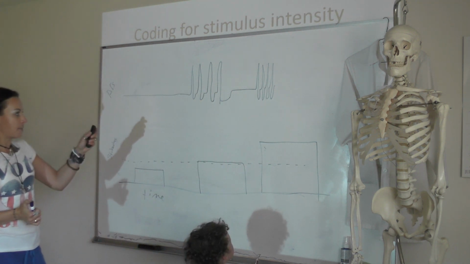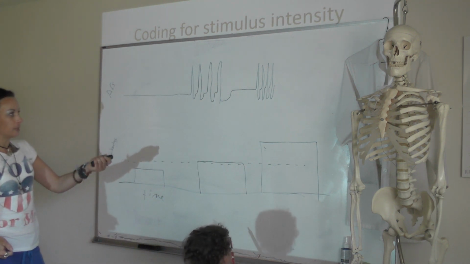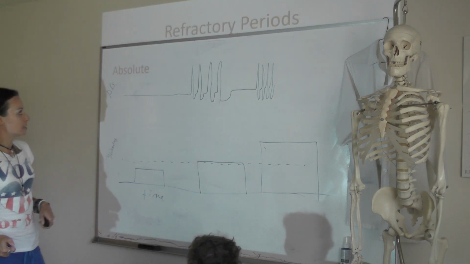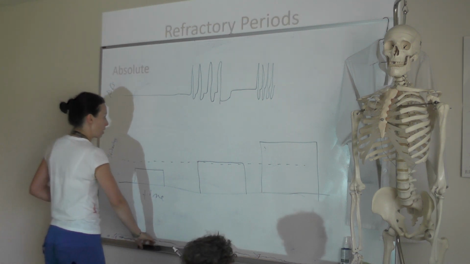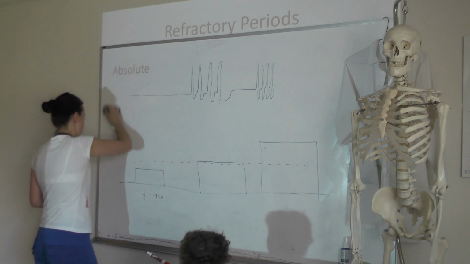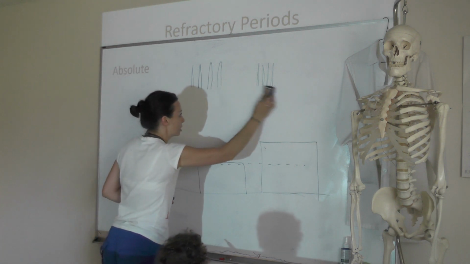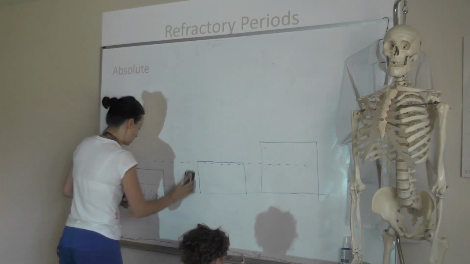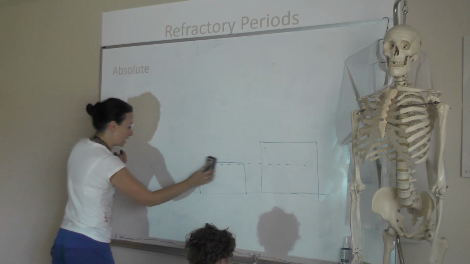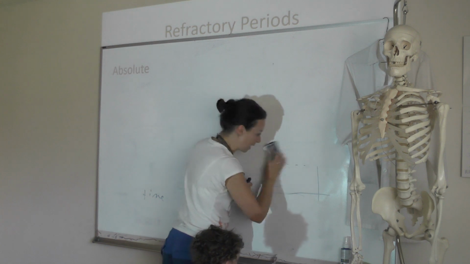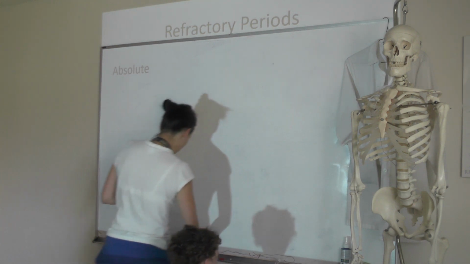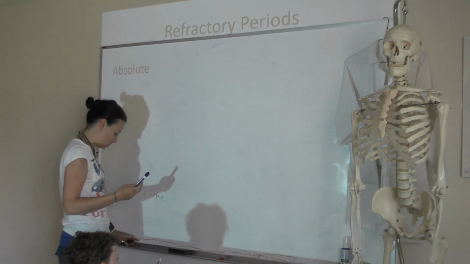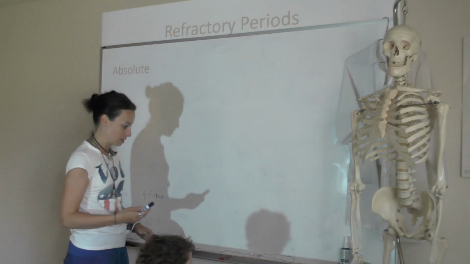So how is that possible that I can speed it up? Well, it's possible because of refractory periods. So refractory periods are times during which you are insensitive to a new stimulus. So during the absolute refractory period, you are absolutely insensitive to a new stimulus, and there is nothing that we can do to stimulate you again.